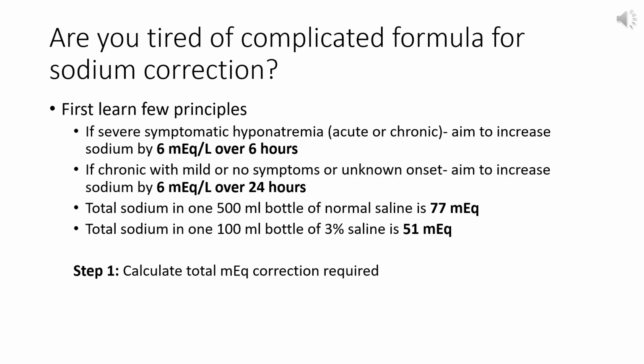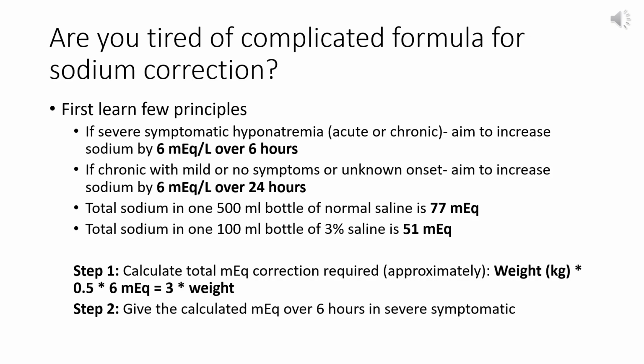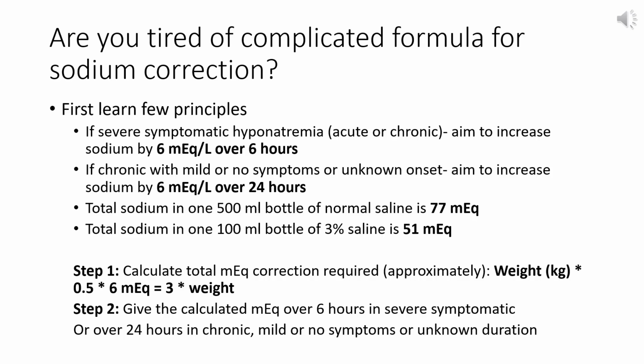Step 1. Calculate total milliequivalents of sodium correction required, which is approximately 6 milliequivalents per liter, multiplied by weight of the patient in kilogram, and further multiplied by 0.5, or simply stating this is equivalent to weight of patient in kilogram, multiplied by 3. Step 2. Give the calculated milliequivalents of sodium over 6 hours in severe symptomatic cases as described previously, or give the same amount of sodium over 24 hours in chronic, mild, or no symptoms or unknown duration.